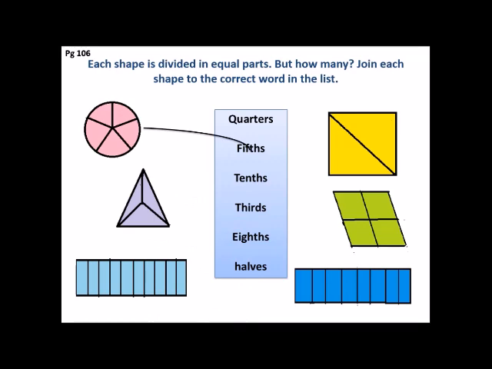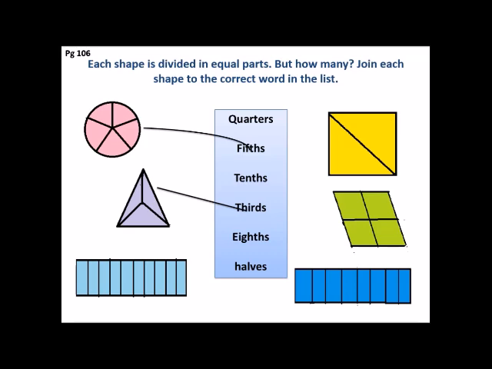Similarly, in second shape, triangle is divided into how many equal parts? Count with me. 1, 2 and 3. So match the triangle with the word thirds like this. Now rest of the parts would be done by you, and here is the solution.